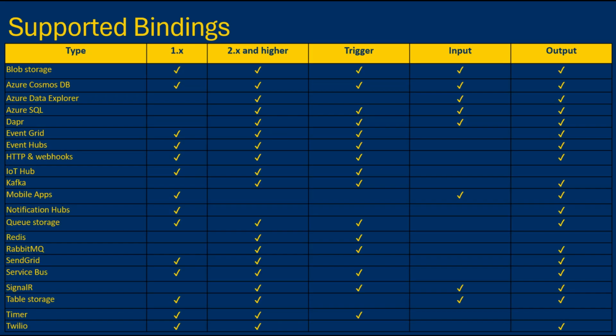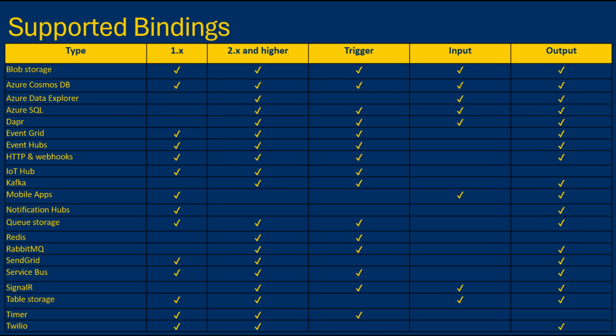This is the list of supported bindings provided by Azure. Here, if you see, blob storage, Azure Cosmos DB, Azure Data Explorer, Azure SQL, mobile apps, SignalR, and table storage are types which support both input and output bindings. Other services like Event Grid, Event Hub, Kafka, Service Bus, and many more only support output bindings. When a developer is connecting a function app with other resources, they should refer to this table and accordingly create the bindings or select Azure resources to use with the function app.